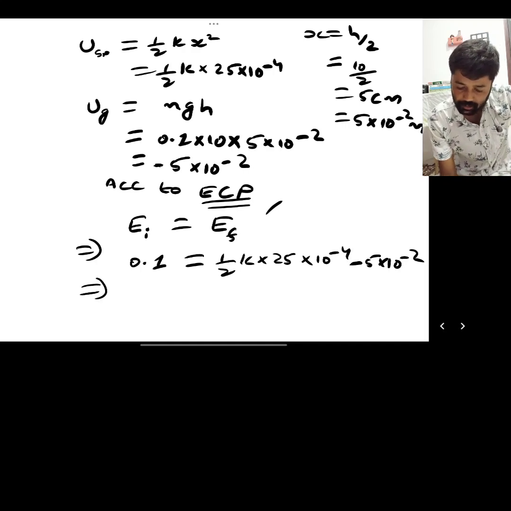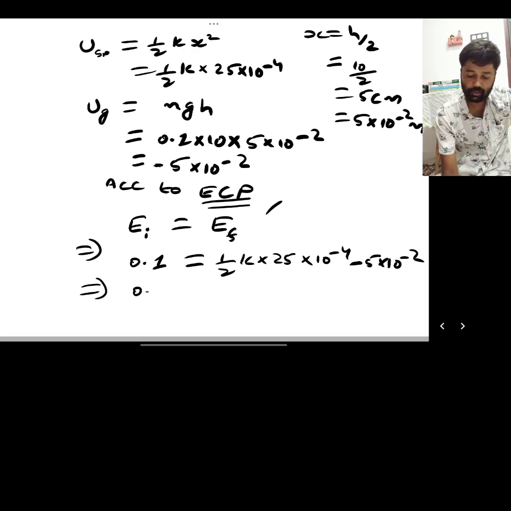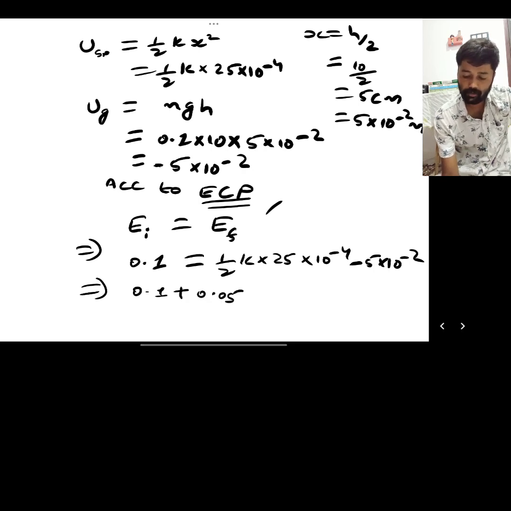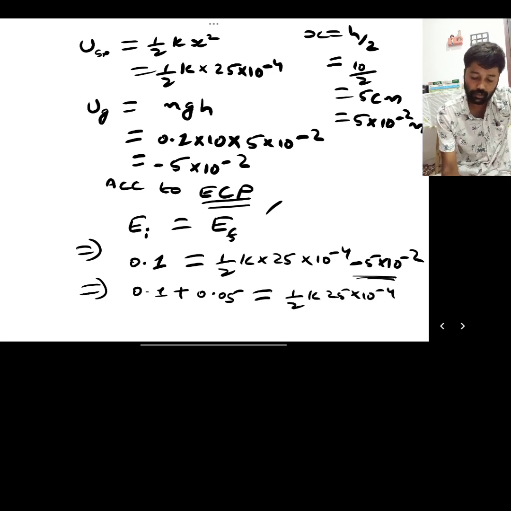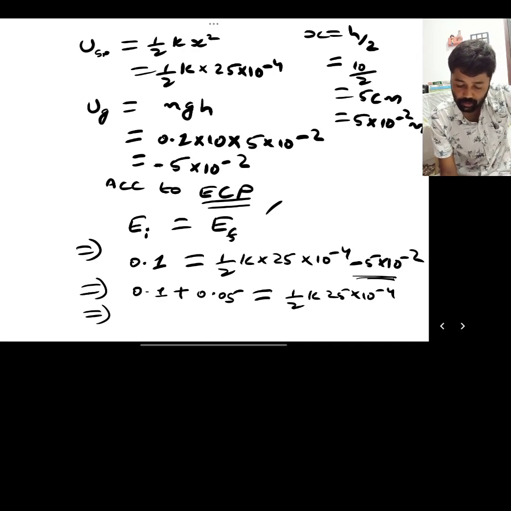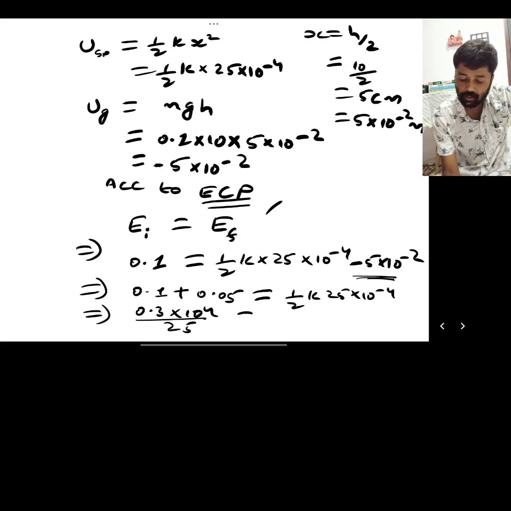So you will get 0.1 plus 0.05, because 5 into 10 power minus 2 is 0.05. When it comes to the left-hand side it becomes plus 0.05. So half k into 25 into 10 power minus 4 equals 0.15. 0.15 into 2 means 0.3. So 0.3 into 10 power 4 divided by 25 is the value of the spring constant.